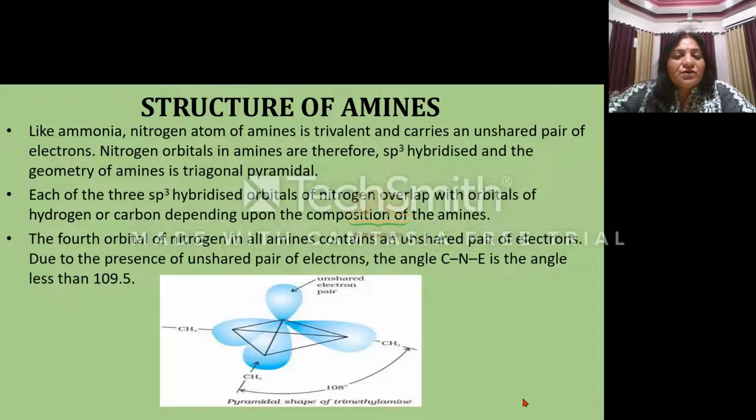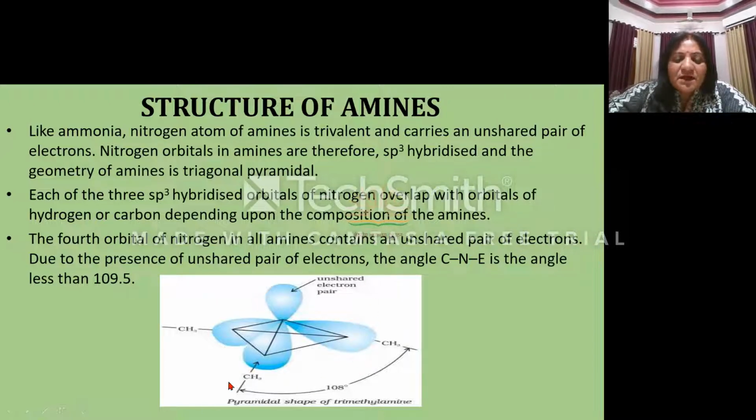Now I am taking structure of amines, and learners, this content is specifically from the NCERT textbook. Now the structure of amine, as you are watching a structure of the tertiary amine, the structure of the ammonia is also the same. It is also pyramidal. In place of these methyl groups, when we place the hydrogen atom, then the structure of ammonia is formed.